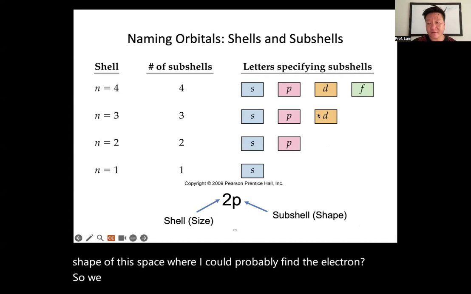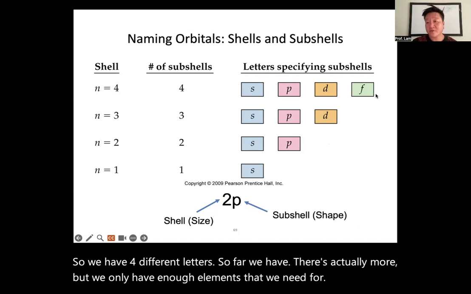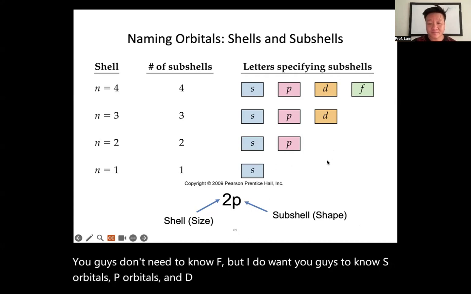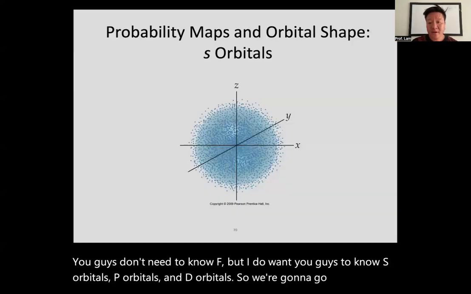So we have 4 different letters so far. There's actually more, but we only have enough elements that we need 4. You guys don't need to know F, but I do want you guys to know S orbitals, P orbitals, and D orbitals. And so we're gonna go through and see what those look like.